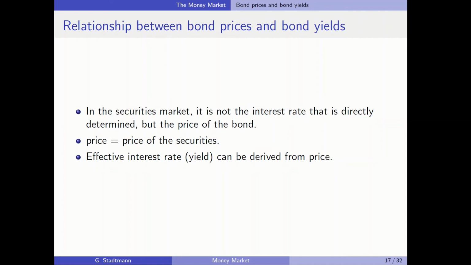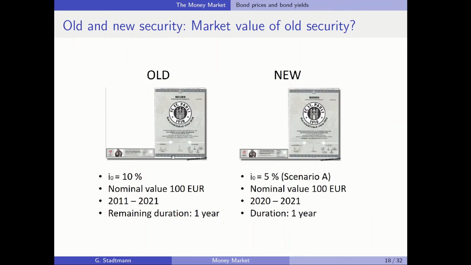In the securities market, we do not determine the interest rate directly, but we determine the bond price, and when we know the bond price, then we can determine the interest rate or the yield. The price is the price of the securities, like the bond price. As I mentioned already, the yield can be derived from the price. I would like to start this subchapter by looking at one real-world example.